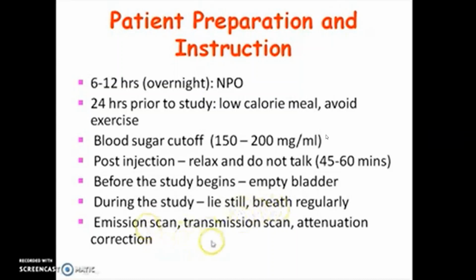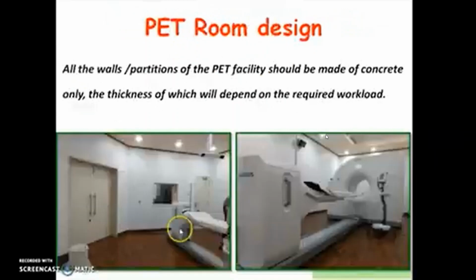Emission scan, transmission scan, attenuation correction, everything will be done in this, which I will tell when I am going to talk on the fusion imaging. As far as PET room design is concerned, normally you know that in a CT scan or X-ray room, the walls are constructed of brick wall. But here, in the PET facility, all the walls are made up of concrete only, and the thickness will depend on the workload.